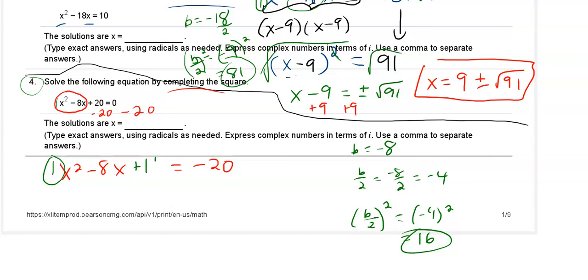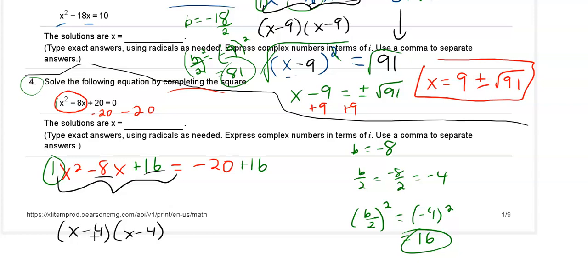So I'm going to add 16 to the left-hand side, so this will factor the way I need it to factor. To balance that out, I need to also add 16 to the right-hand side. So now we can factor this. Again, because there's no fractions here, we can factor it the usual way, which is two numbers that multiply to 16, add to negative 8. That's going to be negative 4 and negative 4.